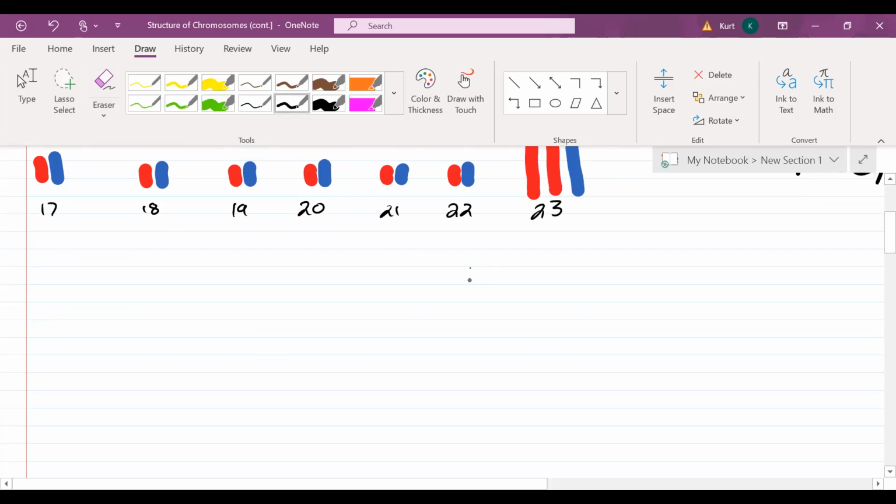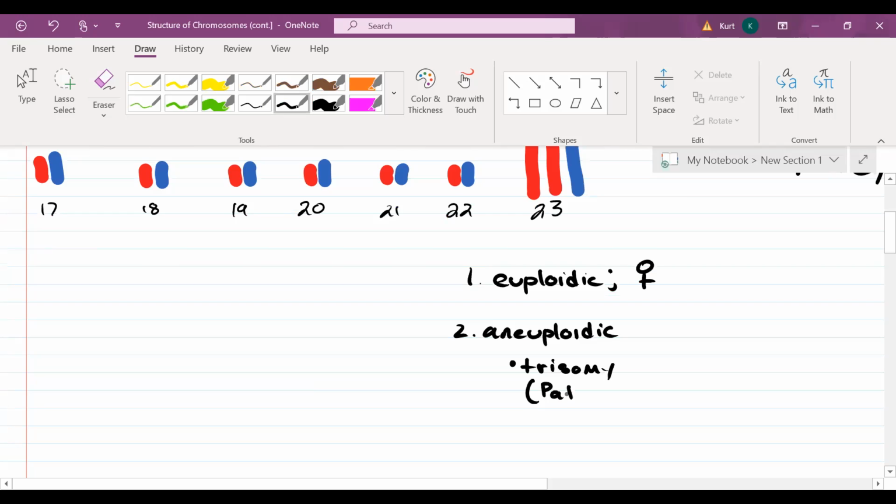So, number one. Number one was euploidic and female. Number two was aneuploidic. They had trisomy 13. You're going to learn this one today. It's called Patau syndrome. And they were male.